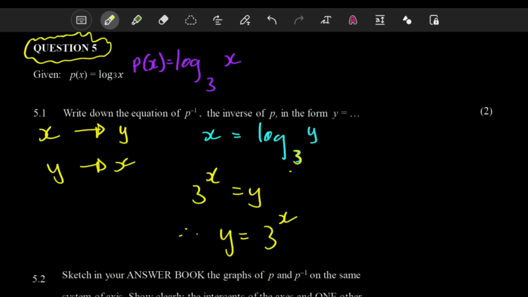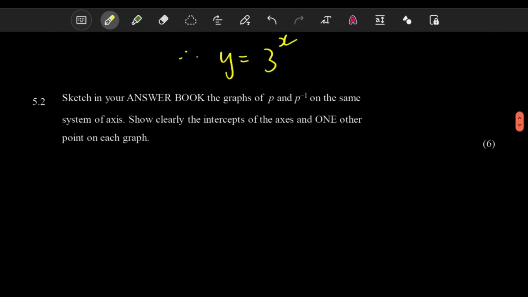So if you want, you can write the y first, just in case somebody asks, why did you not put y first? It's the same thing. Anyways, 6 marks.